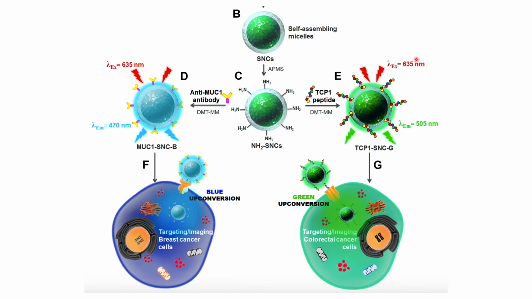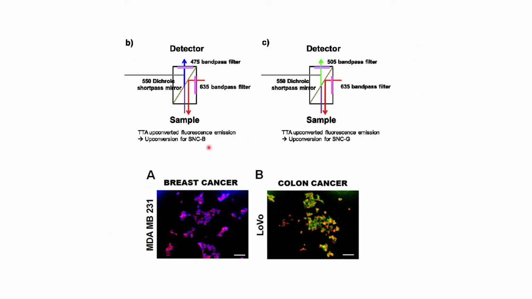And as we can see with this detector setup, when 635 nanometer red light passes into the sample, it then fluoresces out either 475 nanometer blue light, or 505 nanometer green light, depending on the type of cancer and the type of silica nanocapsules in the cells. This light is then detected and then processed so that we can get images of these specific cells.